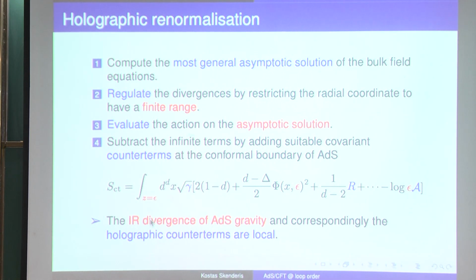What you do is you go back to the general solution. This is an asymptotic series using a small parameter, and then you do a formal inversion of the series to find the boundary conditions as a function of the regulated fields. You plug them in, and then you get the action. Delta is a conformal dimension.